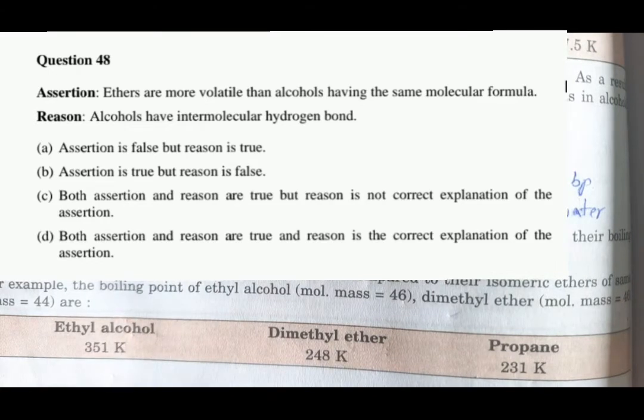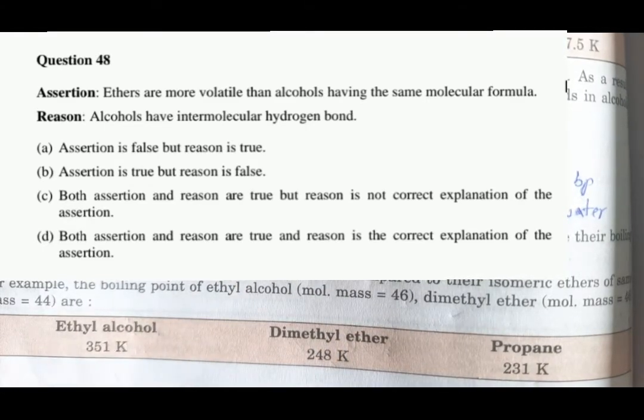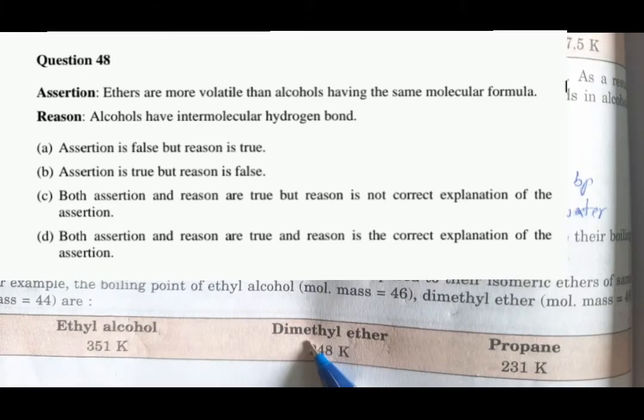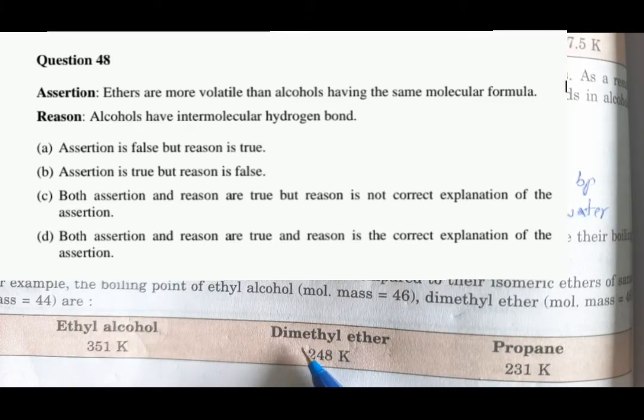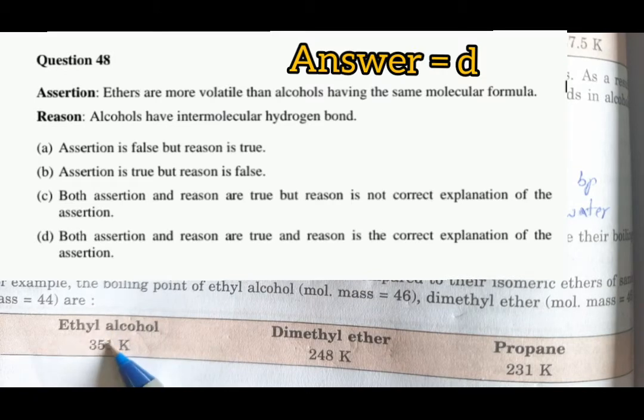And there were 4 options, and for this the answer will be D. The assertion is correct because ether is more volatile than alcohol. The reasoning is also correct because alcohol shows intermolecular hydrogen bonding, that's why it is less volatile and ether is more volatile. So the answer will be D, where you say the assertion is true, the reasoning is true, and the reasoning is the correct explanation of the assertion. So D will be the correct answer, students.